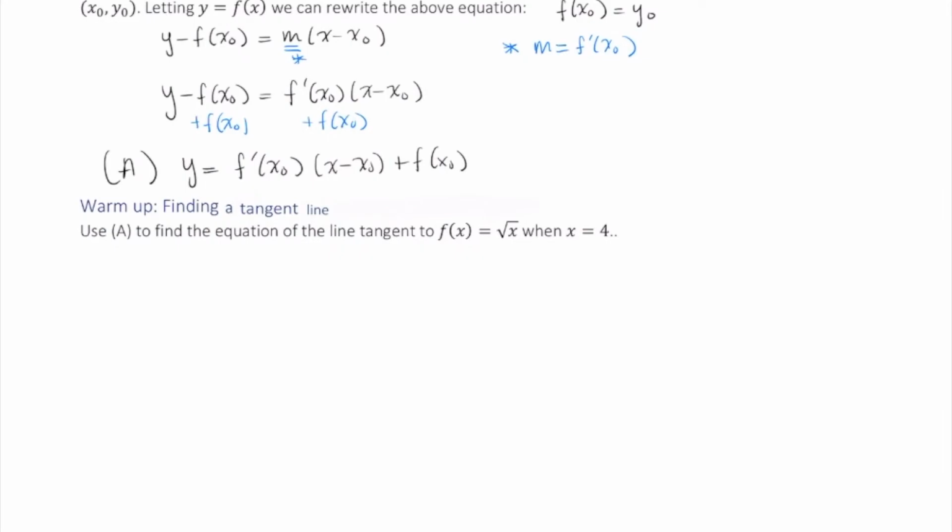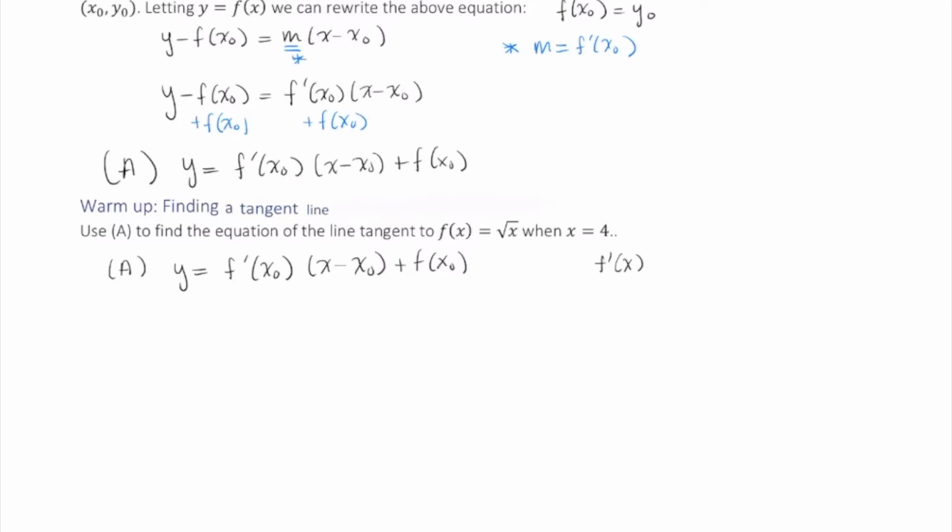Now for a warm-up, let's find a tangent line. So we're going to use A to find the equation of the line tangent to f of x equals square root of x when x equals 4. So using A, I know that y equals f prime of x naught times (x minus x naught) plus f of x naught. First of all, f prime of x, what is that?